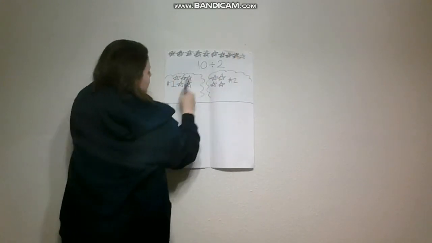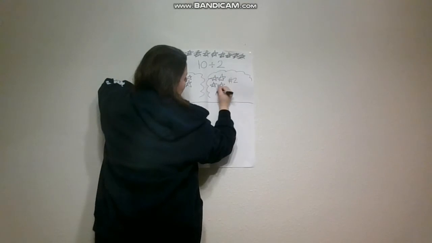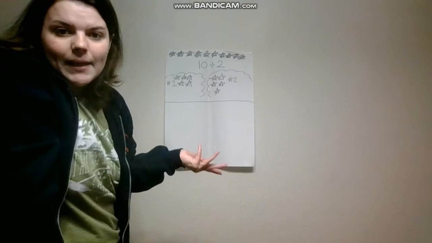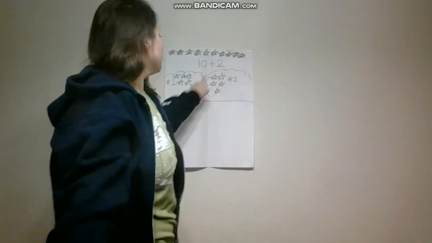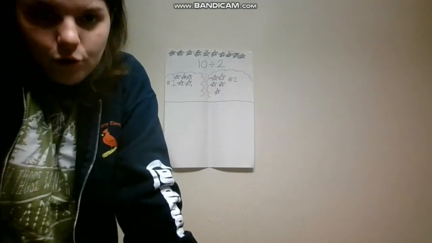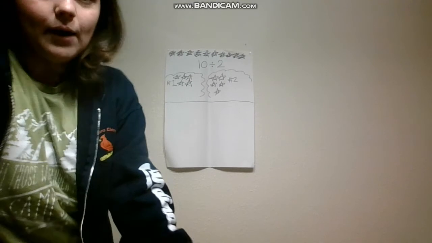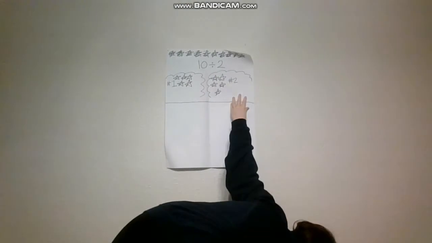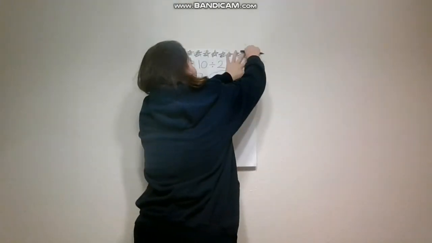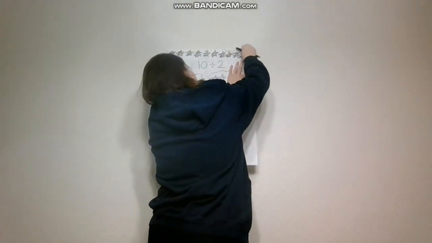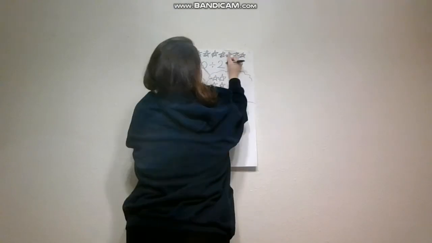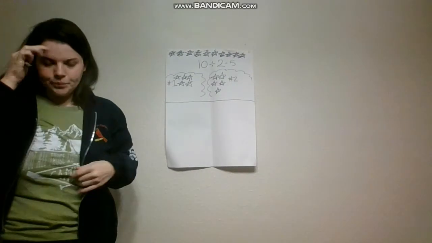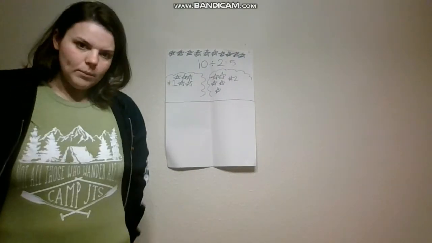Group 1 has 5 stars, and group 2 has 5 stars. So now both groups have 5 stars, which means that 10 divided by 2 equals 5, because both groups have 5 stars. All right, once you finish getting rid of all the stars up here, and both groups are even, that is the answer. So 10 divided by 2 equals 5, because there are 5 stars in each group, okay?